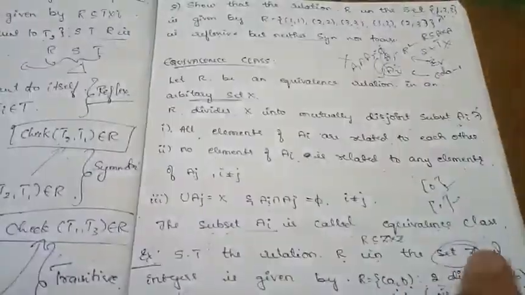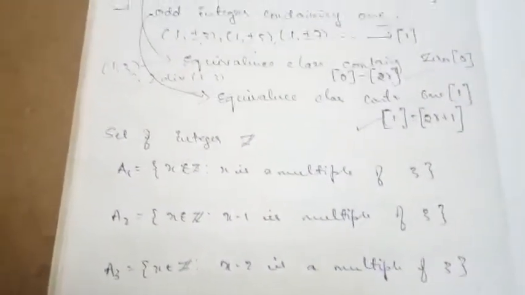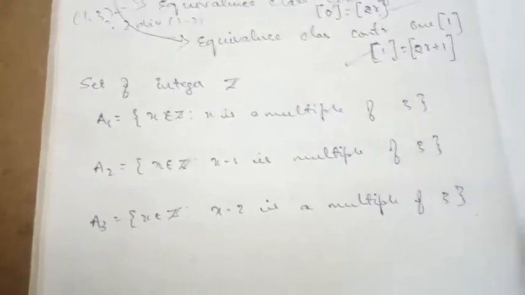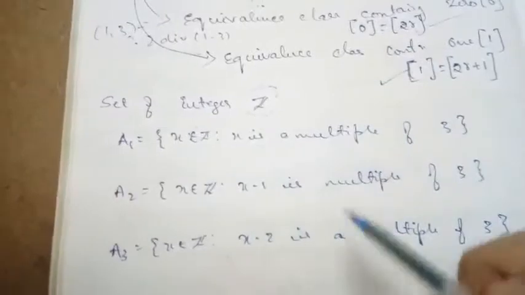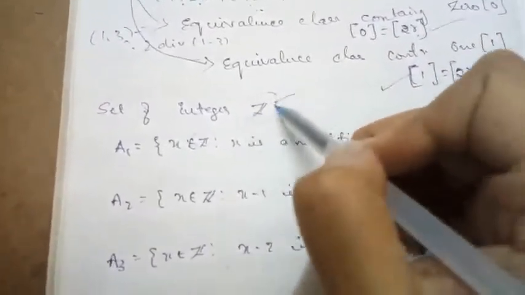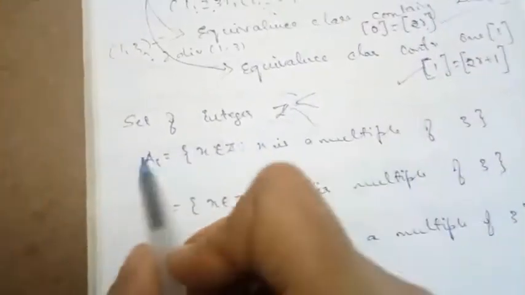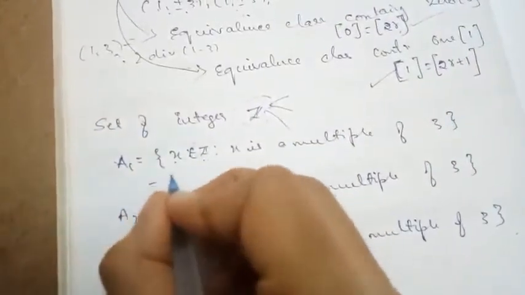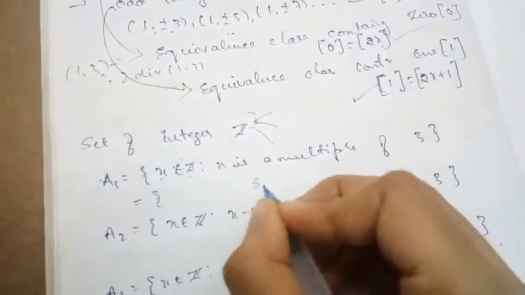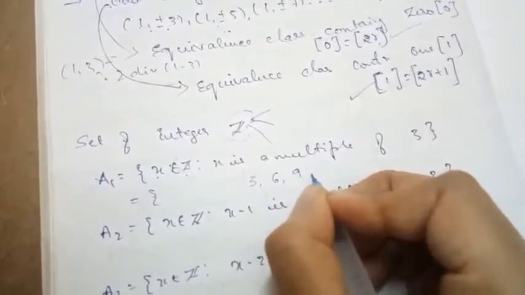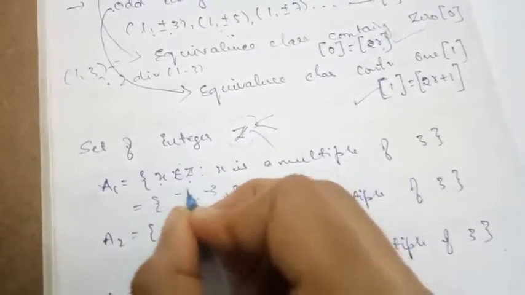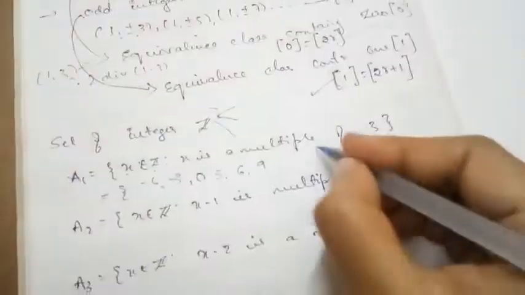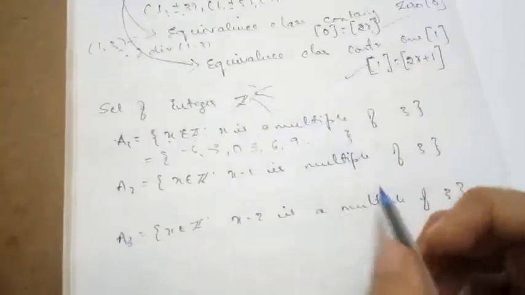So that was what I said in brief. Suppose I explain the same equivalence class situation in the form of a set, where again I am considering the set of integers. Suppose I divide this set of integers into three subdivisions. The first subdivision is x belonging to the set of integers such that x is a multiple of 3. What are those elements? That is nothing but 3, 6, 9, and so on, and in the other direction 0, -3, -6, and so on. These are the elements which come under this subdivision A1.